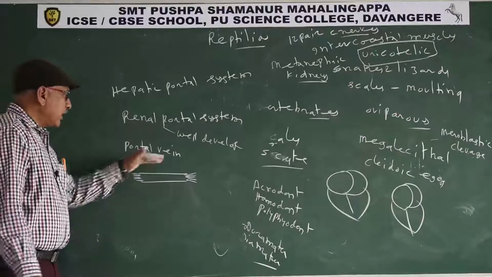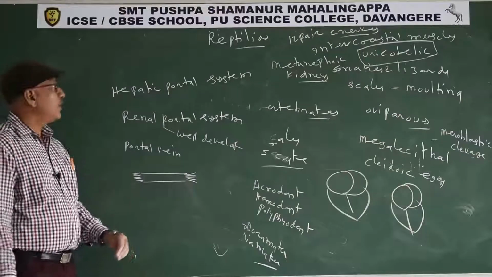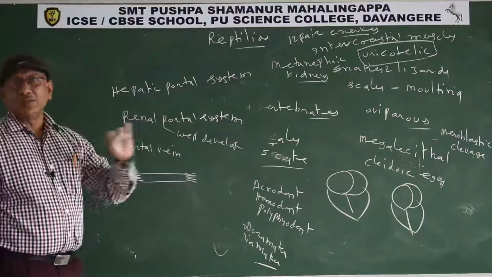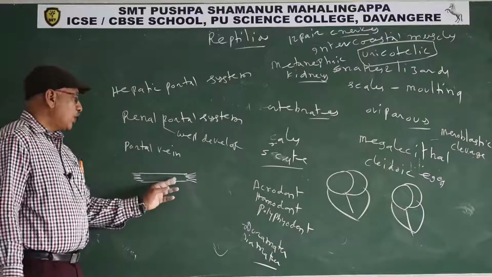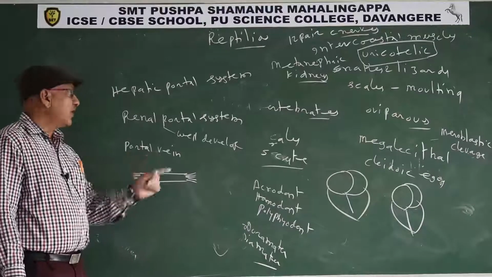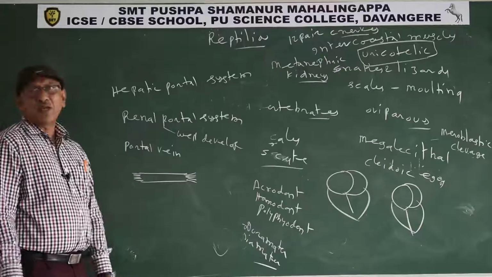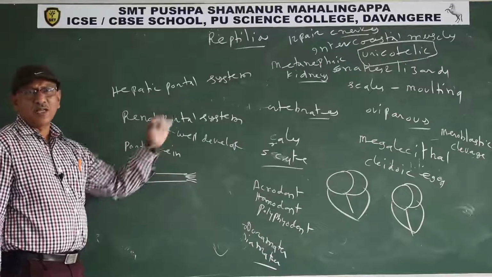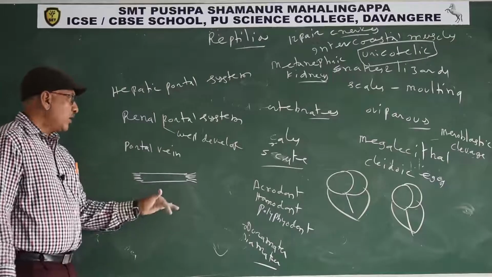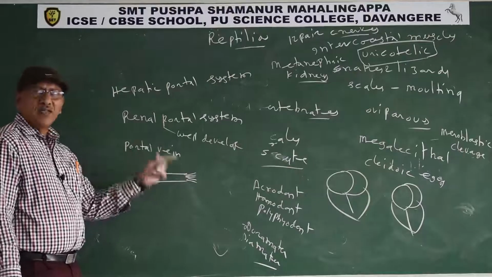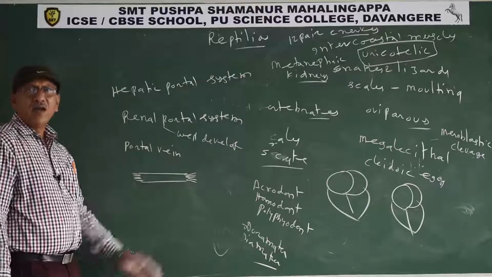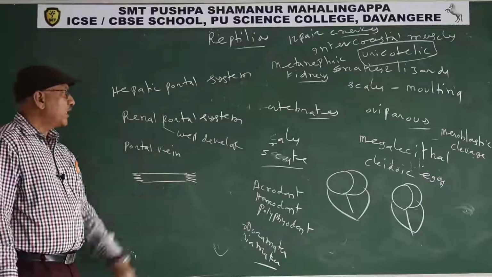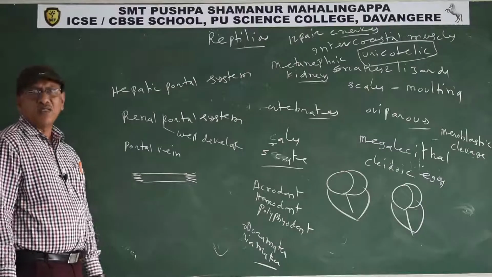The nomenclature of portal vein depends upon the organ in which it breaks into capillaries. The portal vein breaks into capillaries in liver, known as hepatic portal vein. All hepatic portal veins collectively known as hepatic portal system. The portal vein breaks into capillaries in kidney, renal portal vein. All renal portal veins collectively known as renal portal system.